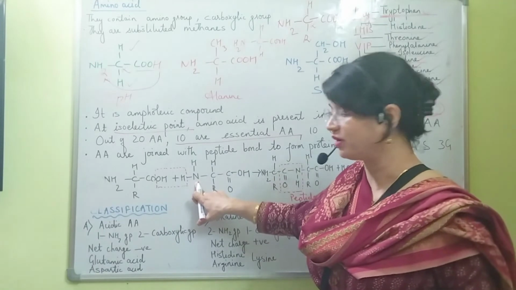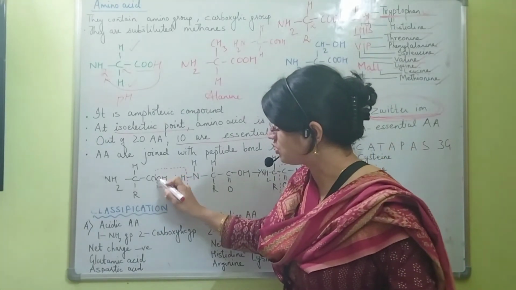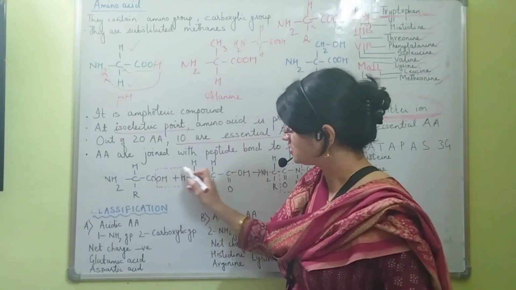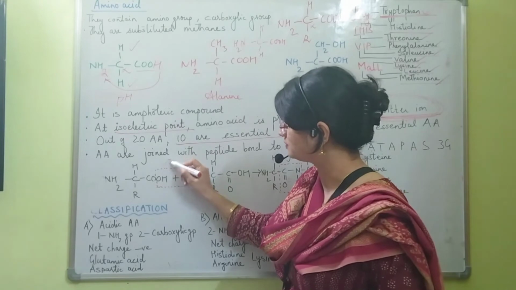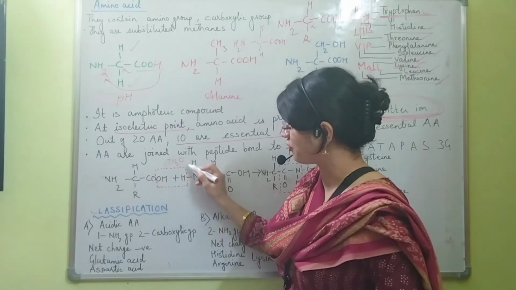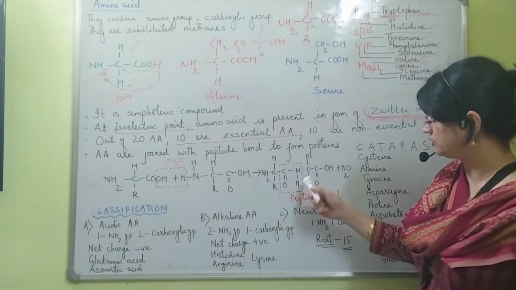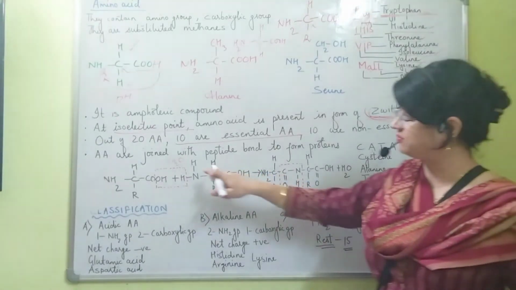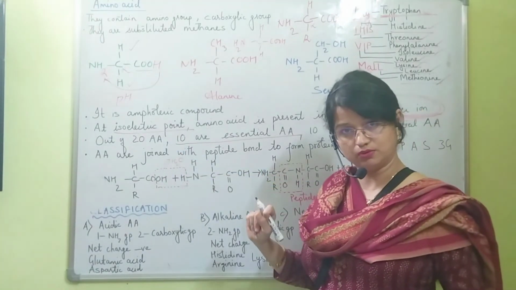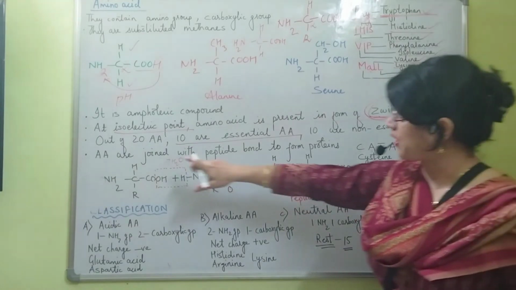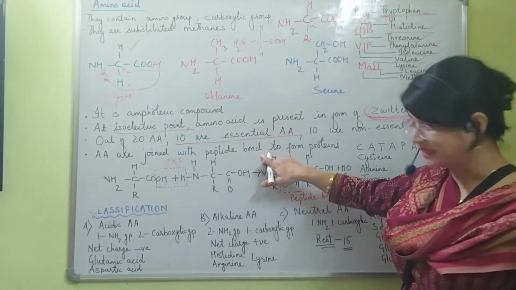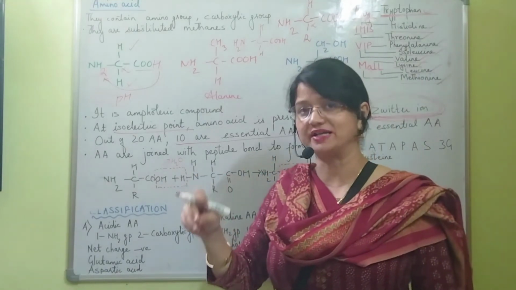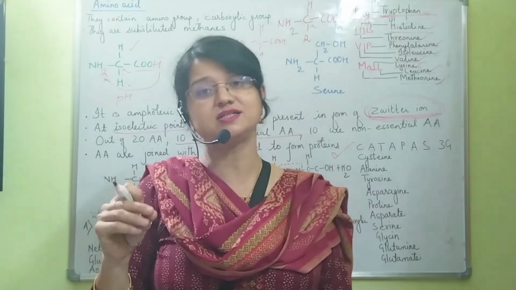Now during the peptide bond formation, the OH from the COOH of the first amino acid and the H of the amino group will be lost in the form of water. And there will be the formation of the peptide bond. So there is the formation of a peptide bond between two amino acids, and there will be the release of H2O. Clear? So the amino acids are joined with the help of peptide bonds to form proteins. It is a very important question, what type of bond is present there. So you have to remember, it is the peptide bond.